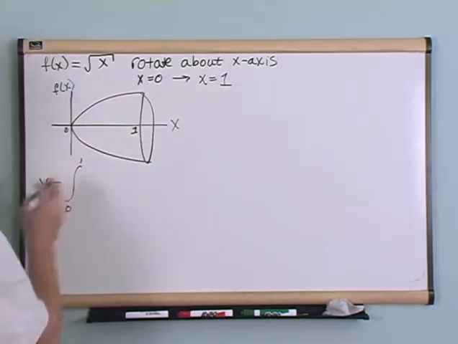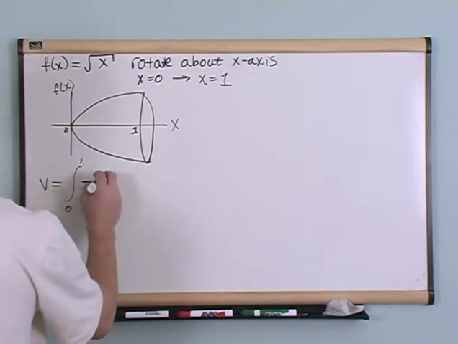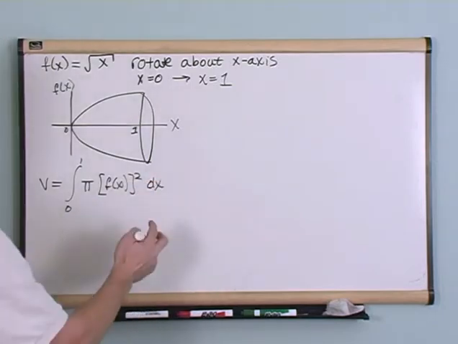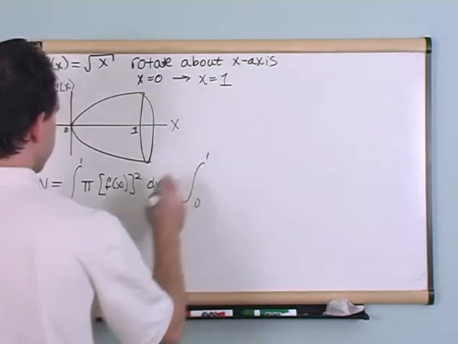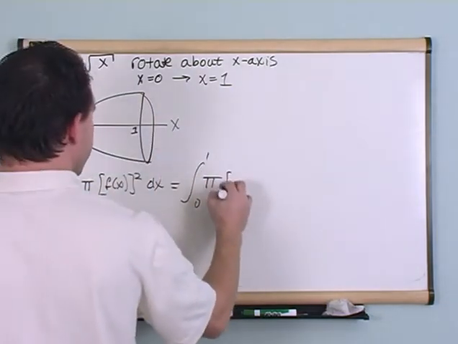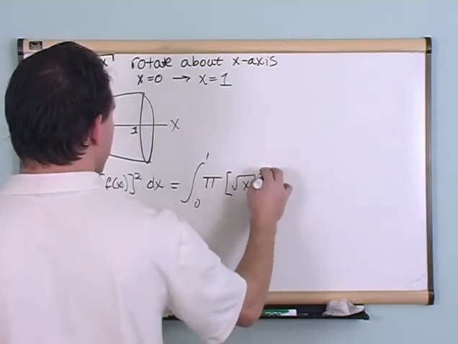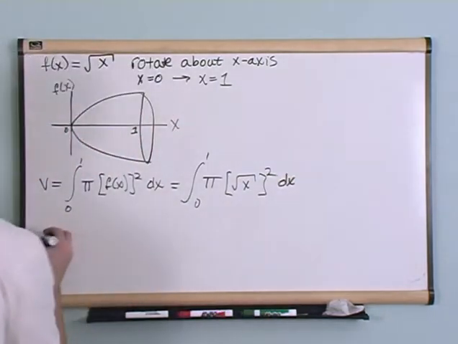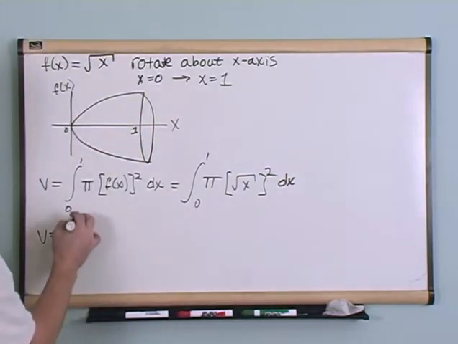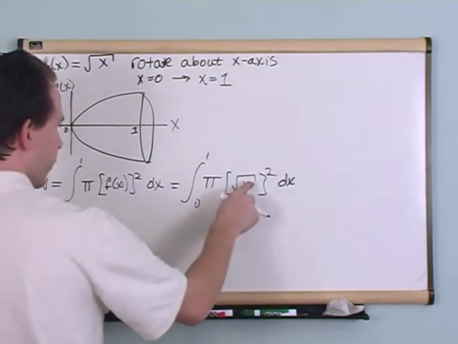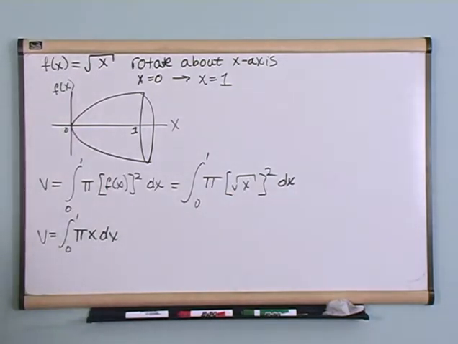So you're going to have the integral from 0 to 1 of pi times f of x squared dx, that's our formula, which is the integral from 0 to 1 of pi times f of x, which is the square root of x, squared, because it's pi r squared, dx. Okay? And then the volume is going to be equal to the integral from 0 to 1, basically, of pi x dx, because the square of a square root, they cancel each other. And you know how to integrate this. You don't even have to do any substitution or anything.